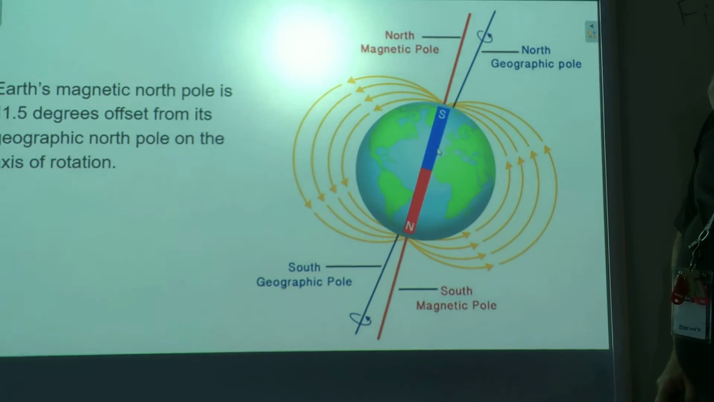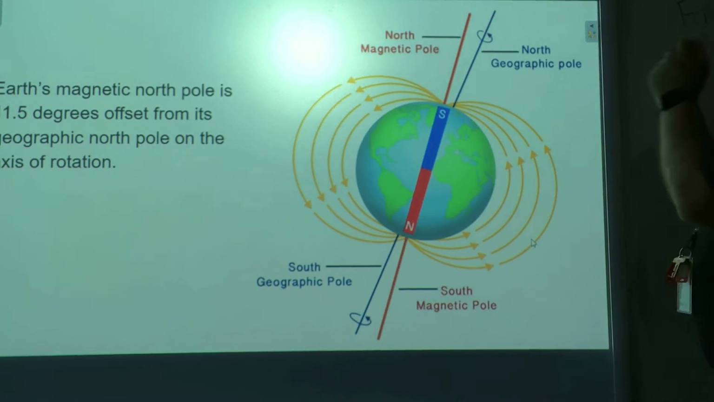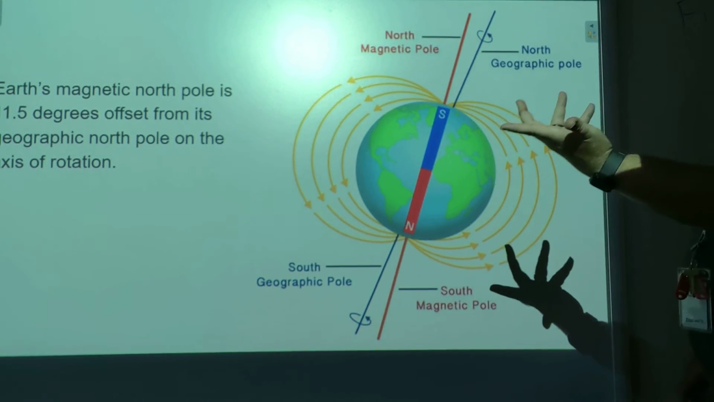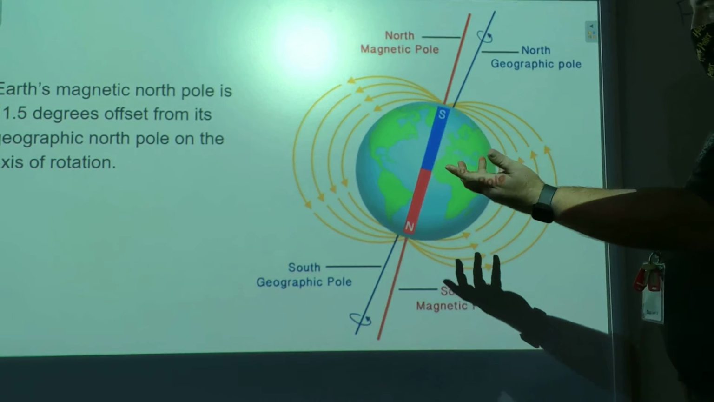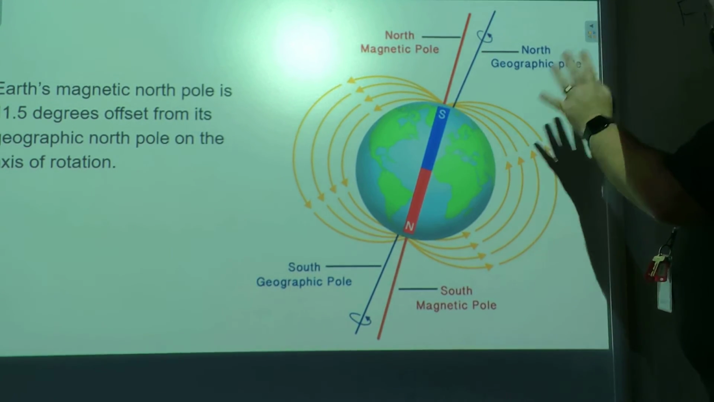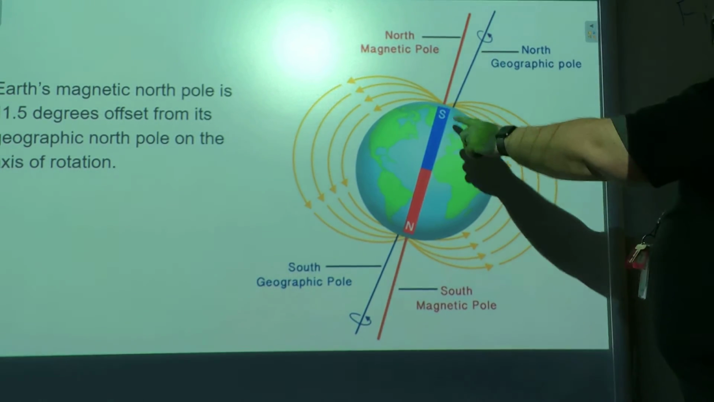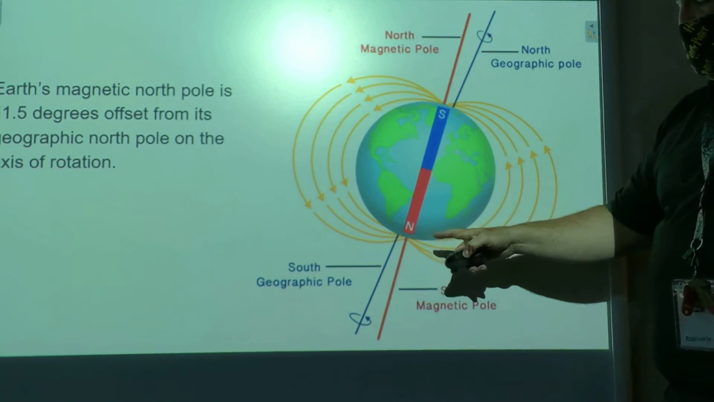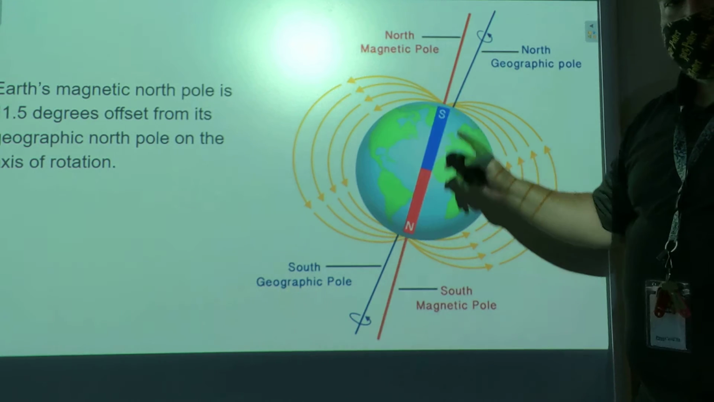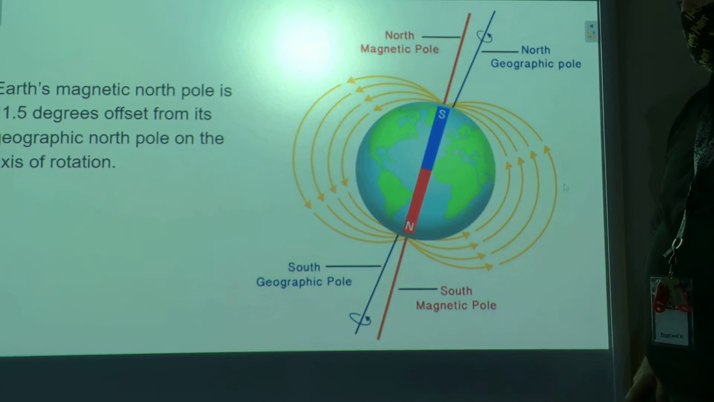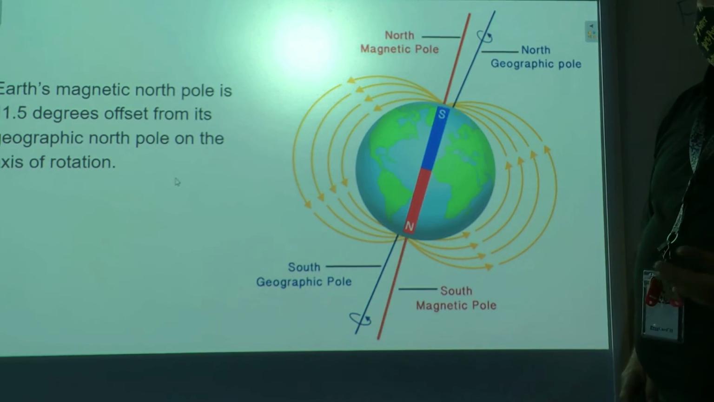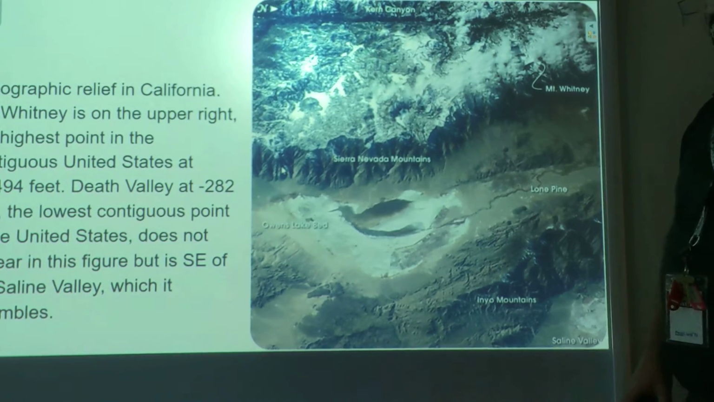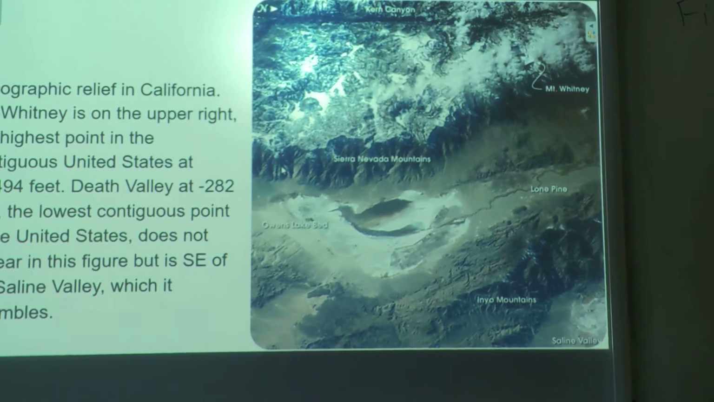All right. So this blue line is the imaginary axis of the Earth. That's the line that the Earth rotates around to make night and day, and that's the geographic North Pole. The red line is the magnetic North Pole. That's the north and south pole of the magnetic field around the Earth, which protects us from radiation from the sun. It's really important. Without it, we would be in trouble.